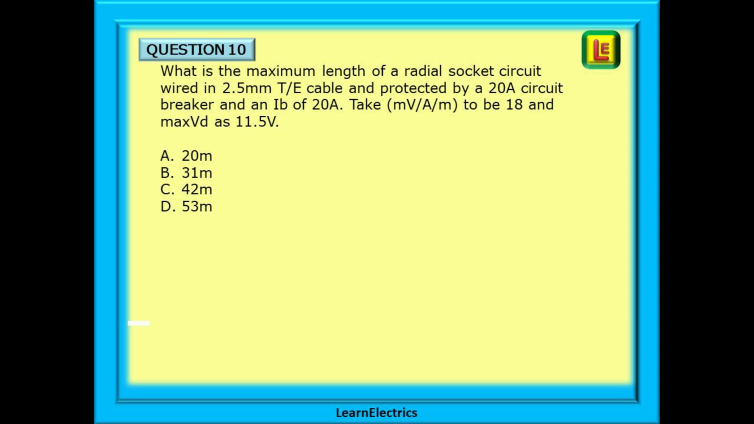What is the maximum length of a radial socket circuit that is wired in 2.5mm twin and earth cable and protected by a 20 amp circuit breaker and an IB of 20 amps? Take MVAM to be 18 and max VD as 11.5 volts. Pause the video and calculate your answer.